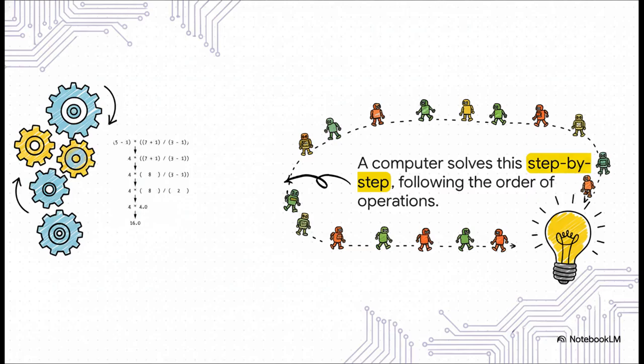5 minus 1 is 4. Okay. Next, 7 plus 1 is 8. Then 3 minus 1 is 2. It just keeps substituting each answer and moving to the next part until it logically gets to the final answer, 16. It's pure methodical logic.